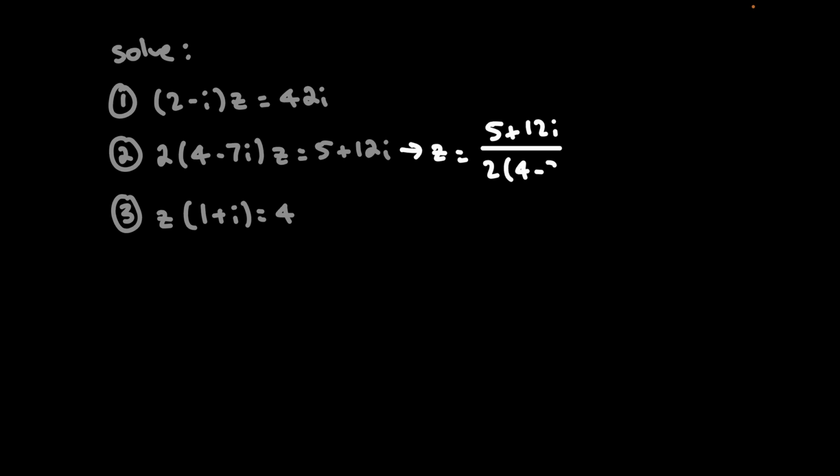all over 2 times 4 take 7i. And it doesn't look very appetizing to have this 2 at the bottom, so I'm just going to expand this equation for the 2 out. So if I times it by 2, I get 8 minus 14i.